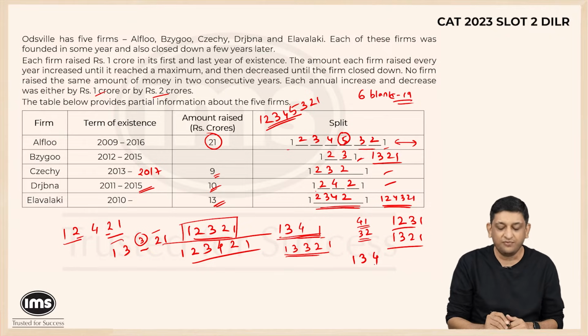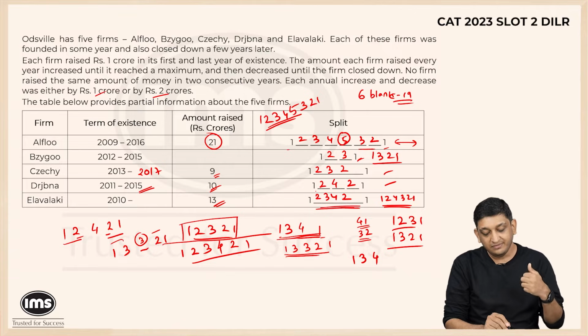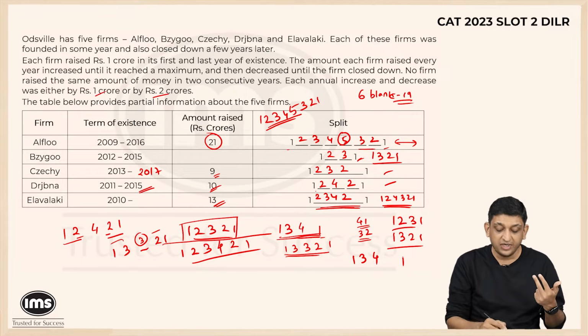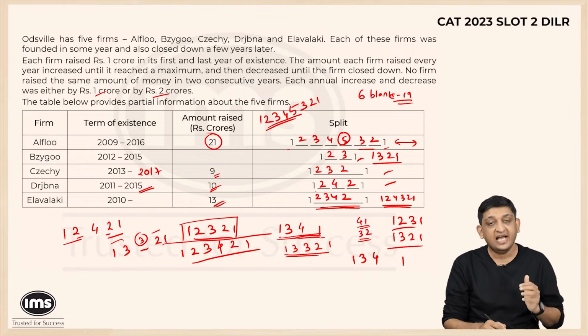Let's say I go to a 4 crore. Then what will happen? So 1, 3, then 4. I have already accounted for 8 crores. I know this is going to end in a 1. So 9 have already been accounted for. I need to have another 4.